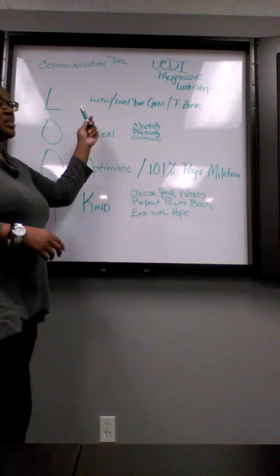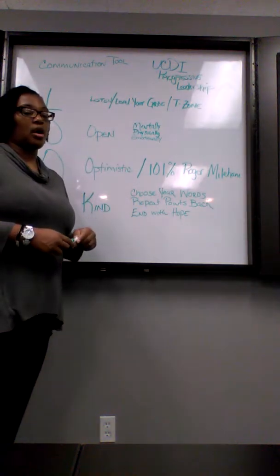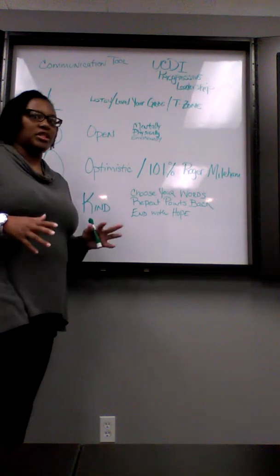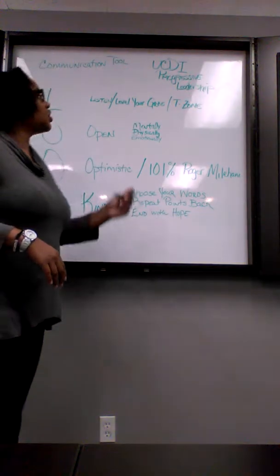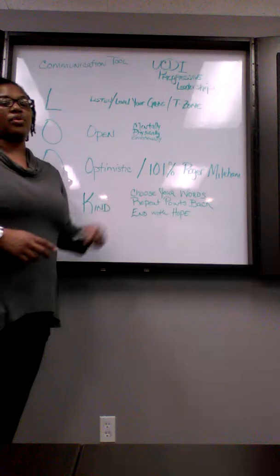So you want to listen. You want to do active listening here. You want to level your gaze. Look at the person you're talking to. Don't be so intense that you're soul gazing, but you want to level your gaze at that person. Give them your attention.